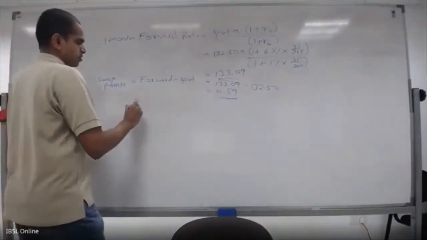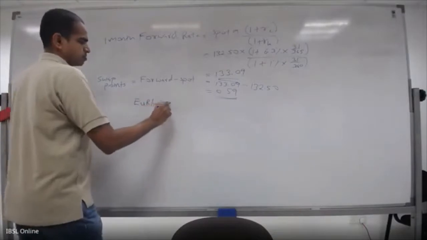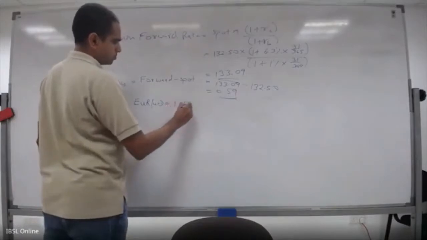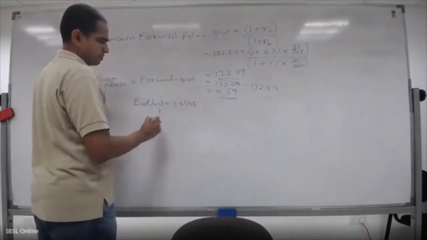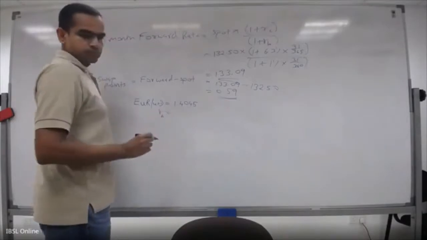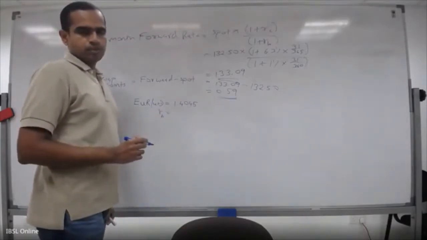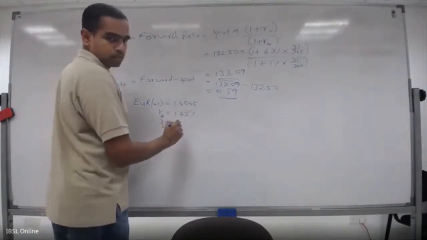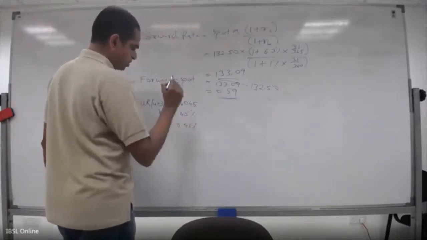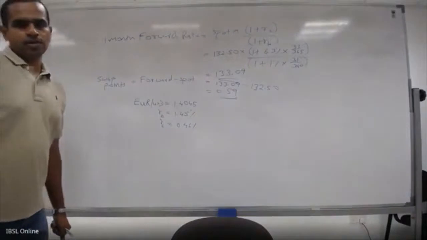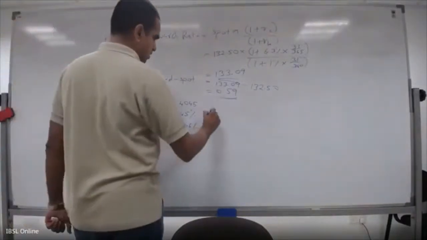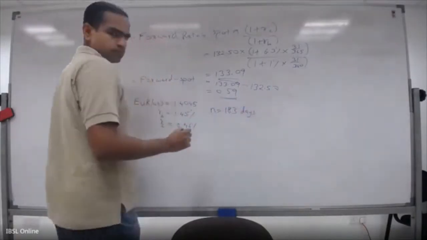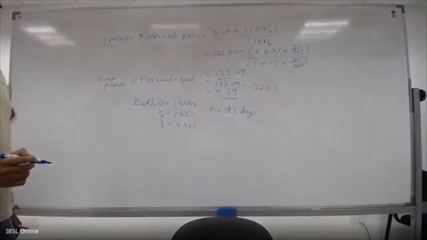Okay. The euro dollar 140.45. Then the interest rate of the base currency, which is the euro, is 1.45, and interest rate of counter currency 0.46. Dollar interest rate 0.46. You are asked to find 6 months, number of days. Let's say 6 months. We'll take it as 183 days.